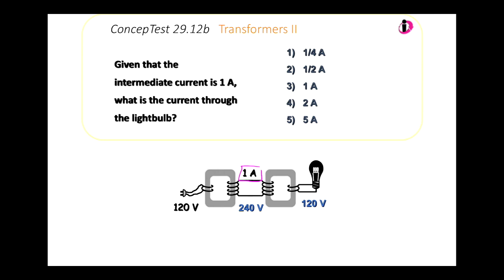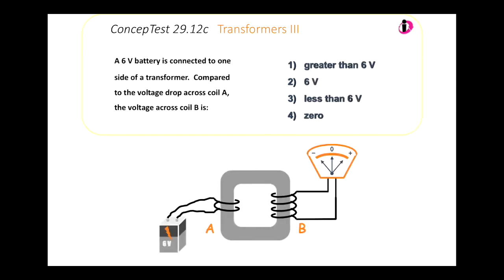Lower voltage means higher current, and everything is just a direct ratio. So we're going to have 2 amps of current at the start and at the end. And then finally, what about this one? They're trying to trick you.